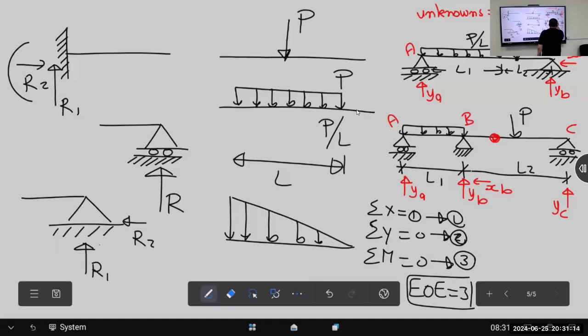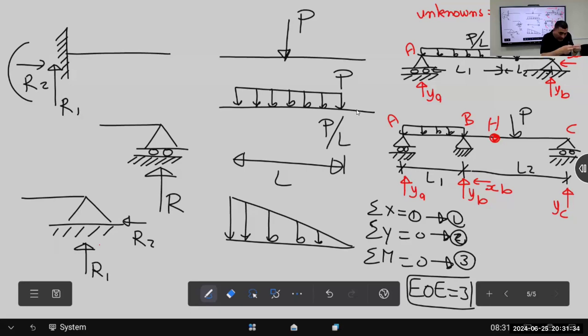Hinge means what? There is moment equal 0 at the hinge. Sigma moment at H is equal 0. Plus the 3 equations, I have 4 equations. 4 unknowns minus 4 equations, statically determinate.